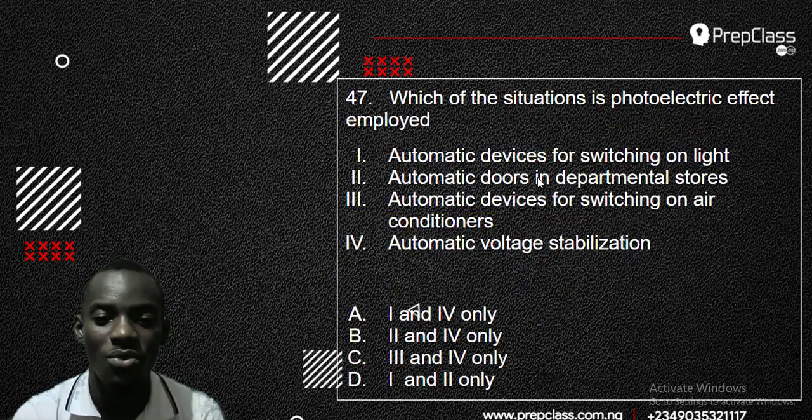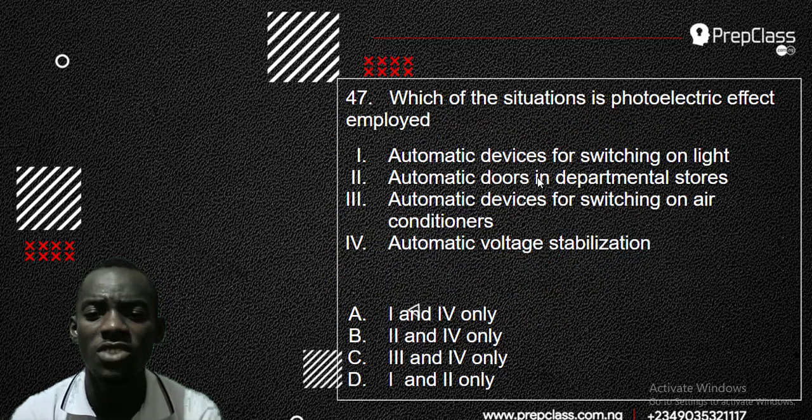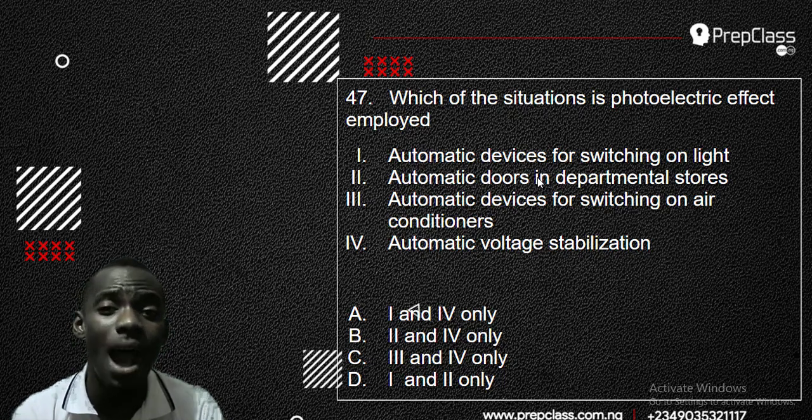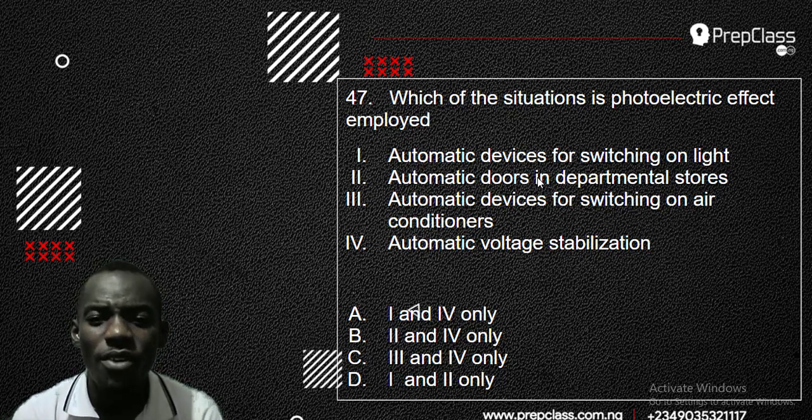Now let's take number 47 quickly. In which of the following situations is the photoelectric effect employed? Now, have you heard about the photoelectric effect? Actually, the photoelectric effect was first explained by Albert Einstein. Do you know that? The photoelectric effect also helps you to open and close doors on their own automatically. Some of us must have been to an eatery where the door opened on its own. That was only made possible by the photoelectric effect. Now, in which of the following is the photoelectric effect employed or used?